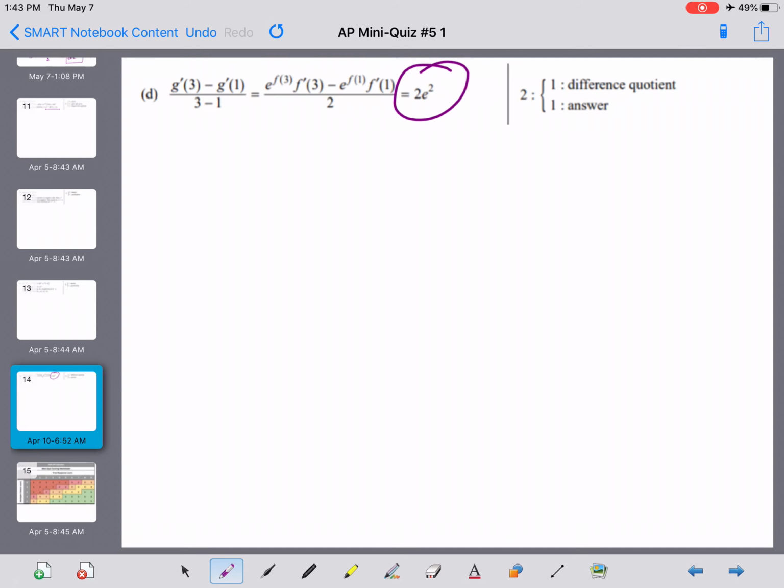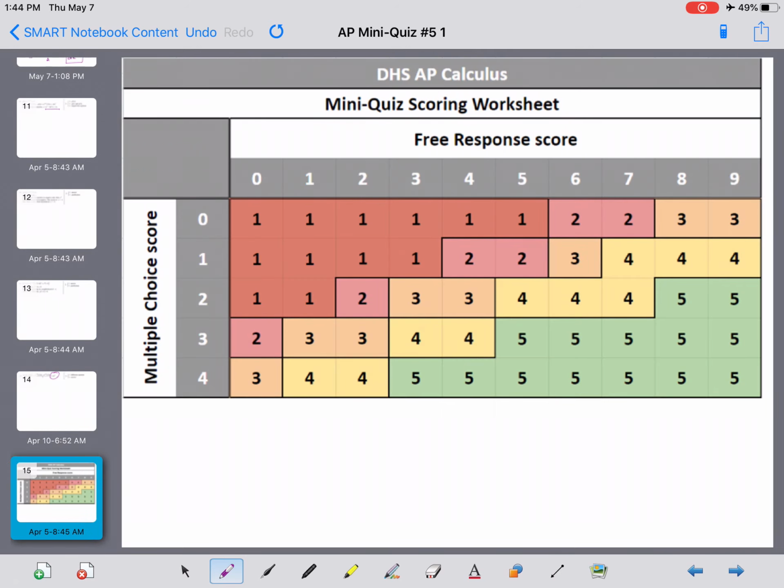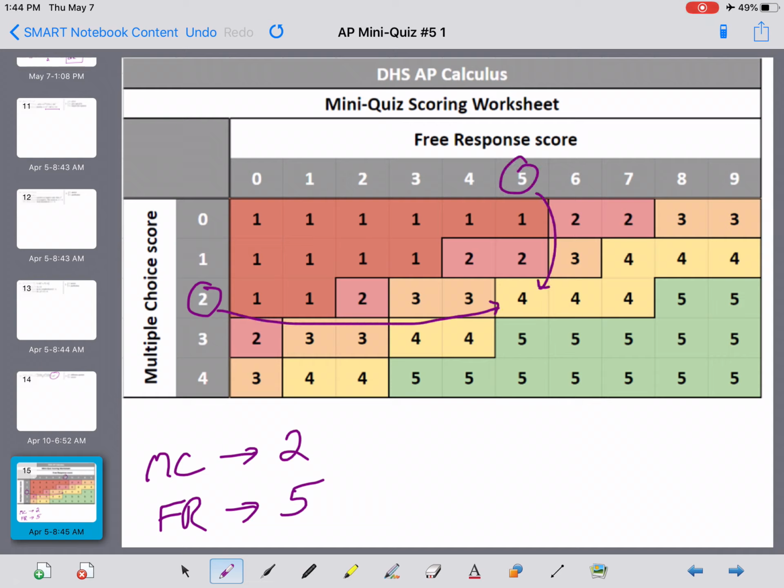And let's look at this again too. This isn't exactly the key that I've been following for these mini quizzes, but for now I think it's close enough. So let's just say for the sake of argument here, guys, that on multiple choice you got 2 right, and on free response out of the 9 you did pretty well, and you got 5 right there. Okay, that means that you're a 2 for multiple choice now. You're a 5 for free response. So if we move over here and down here, that means that you got a 4 on this particular mini quiz right there.